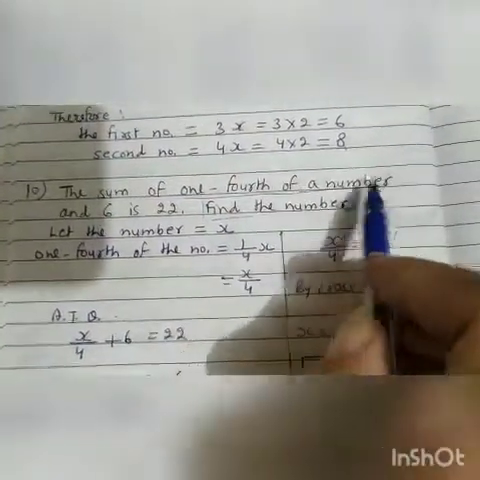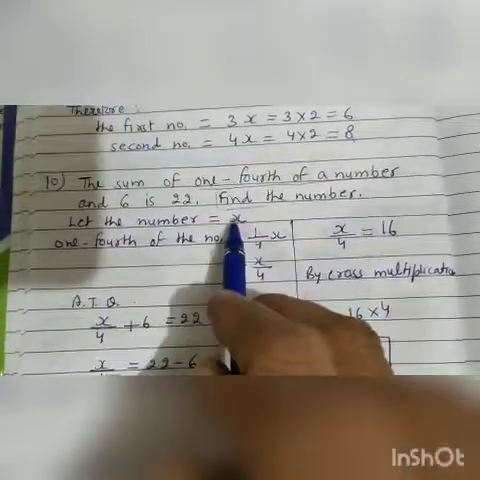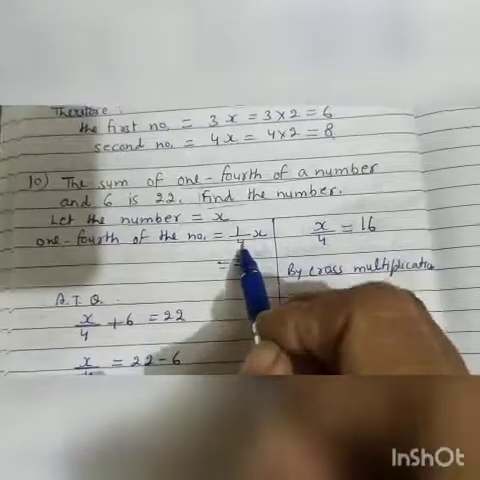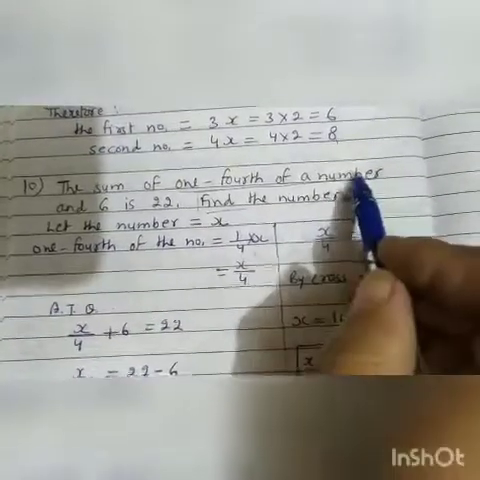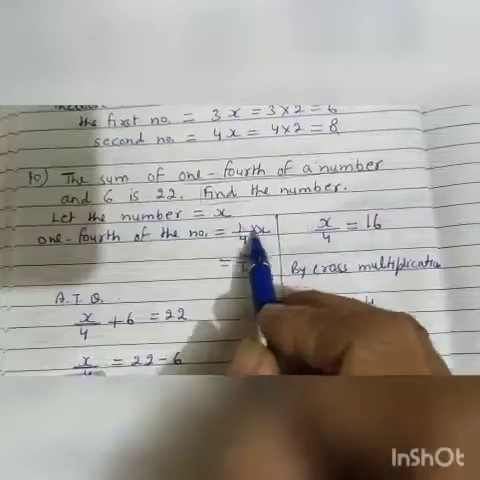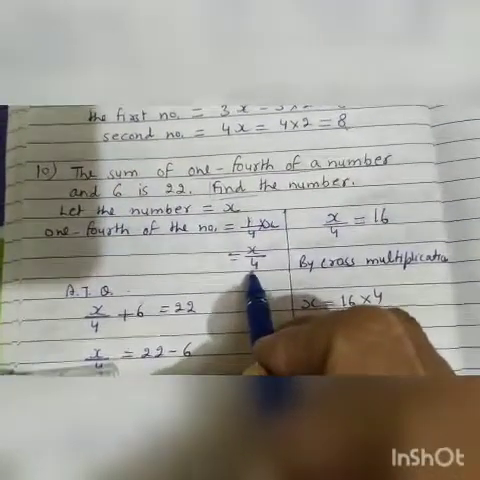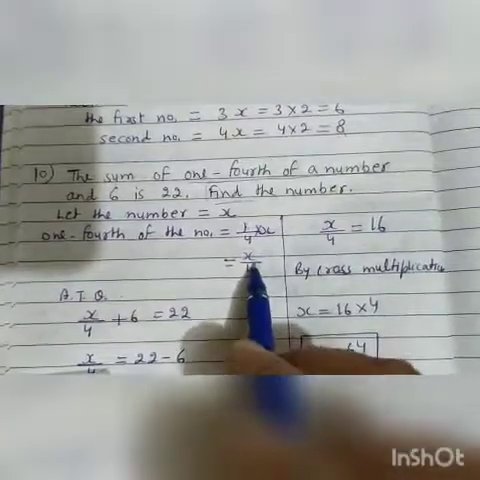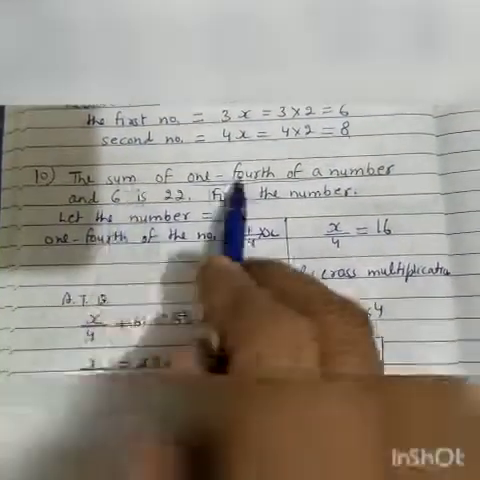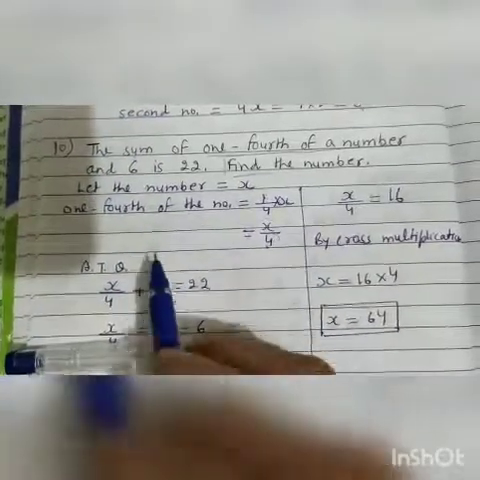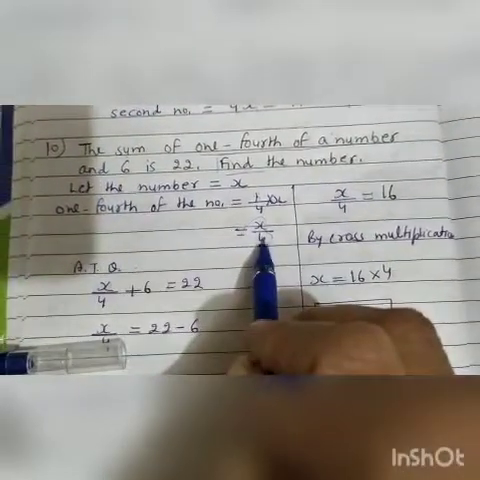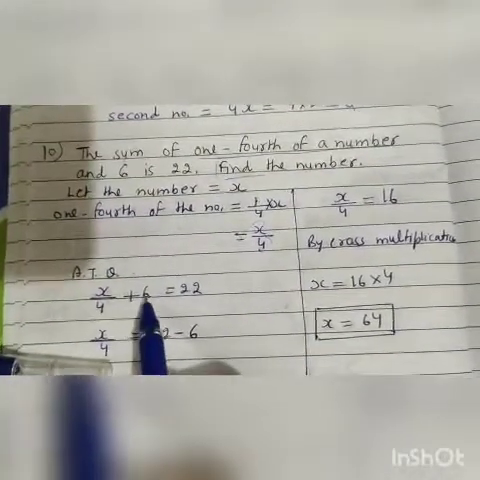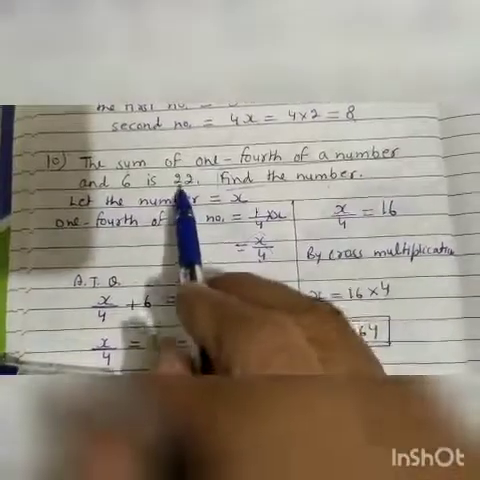Now 1/4 of a number. 1/4 of the number means 1/4 of X. Of means multiply. Number means X. Then it will become X upon 4. Sum of 1/4 of a number and 6, the sum of both. It means we have to add this 6 in this X upon 4. So what we will write, X upon 4 plus 6 is equal 22.